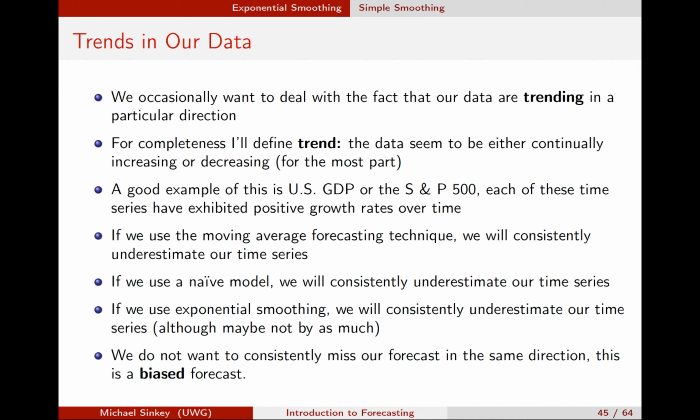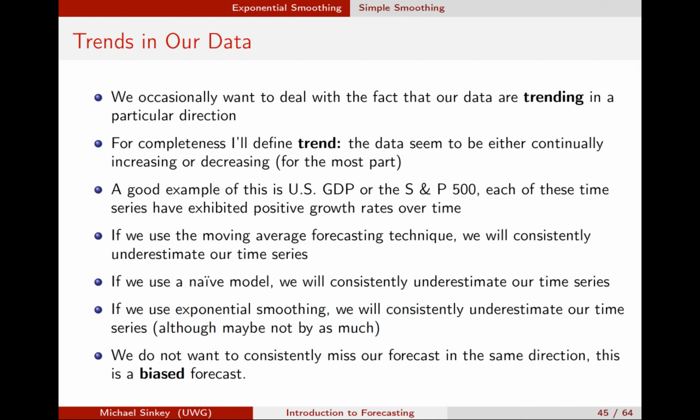So if we think about what we mean by trend, we mean that the data are either consistently increasing or consistently decreasing. I use the word continually. I'd like to use the word consistently rather, just because we may see some periods where the trend is not as pronounced, or it goes down when it was going up for most of the time, but just for a little bit.